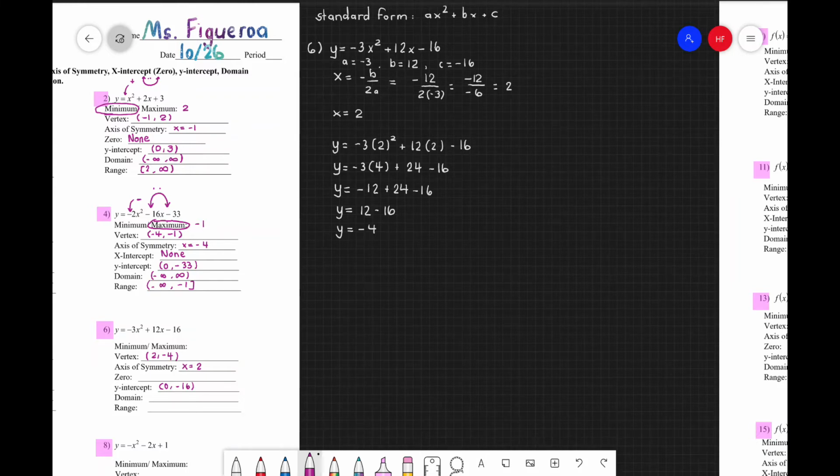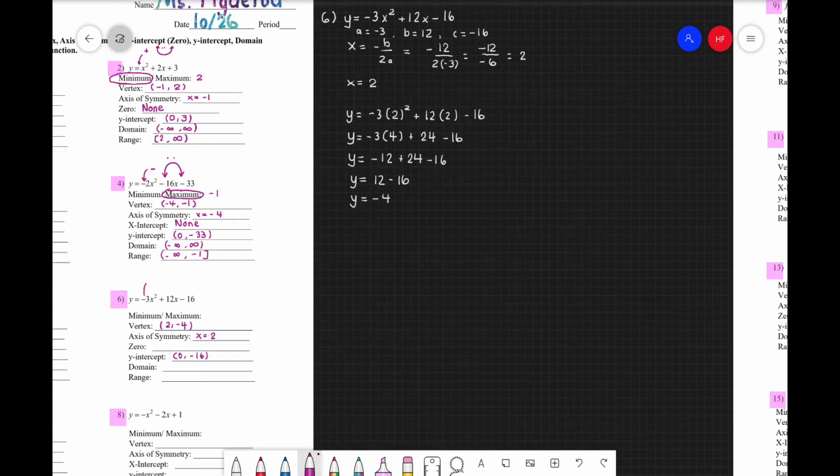Domain and range. Here we have a negative, which means our parabola is facing down. So we have a maximum value, negative 4. So for my range, my maximum value is negative 4. So we're going from negative infinity all the way up to negative 4 and then turning back around. Domain will not change. So negative infinity to positive infinity.